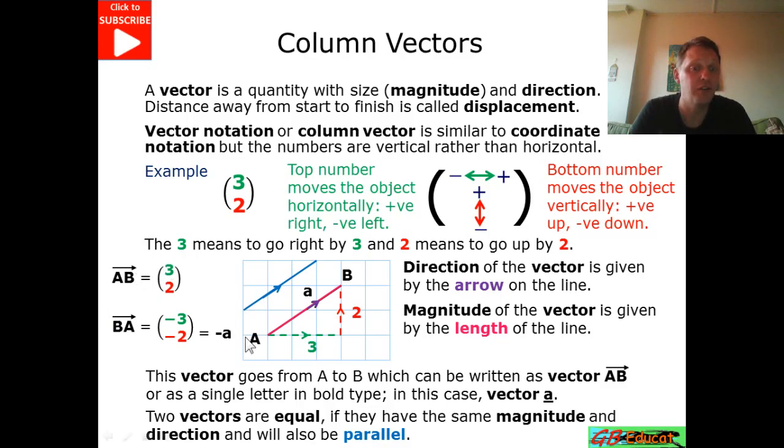Now, if we're travelling from A to B, this we note as a. If we're travelling in the opposite direction from B to A, this is going to be negative a because we're travelling in the opposite direction. And as you can see here, the vector would actually have the values as opposite because we would go down by 2, so it'd be negative 2, and we go to the left by 3, so it'd be negative 3. Negative 3, negative 2.